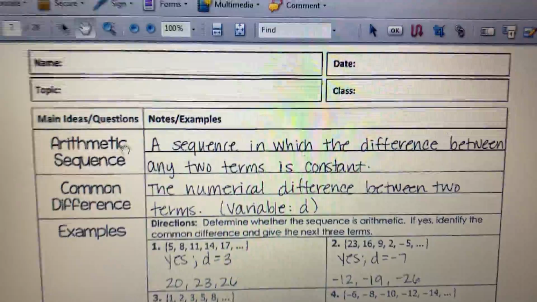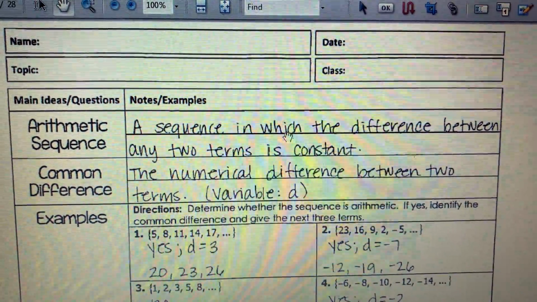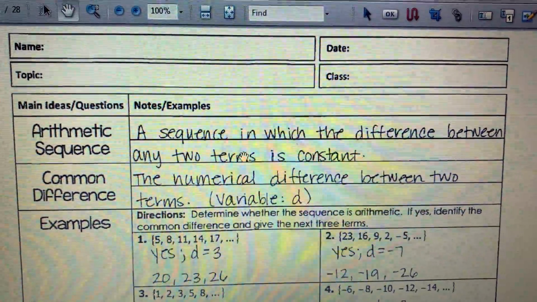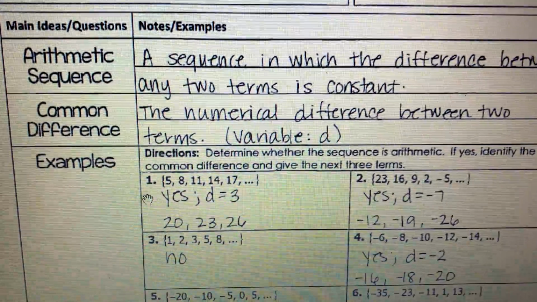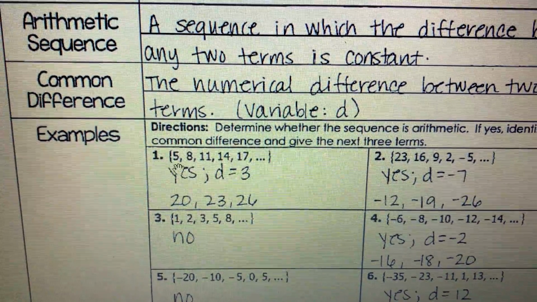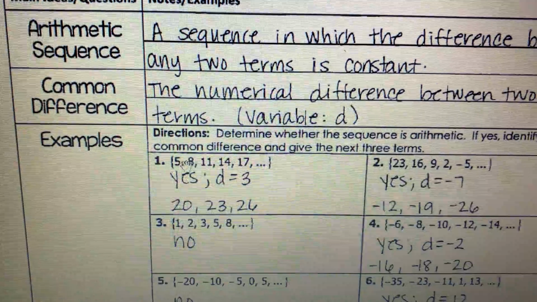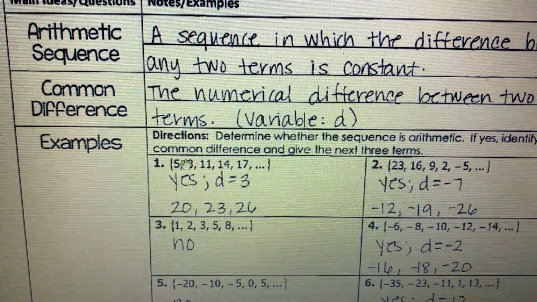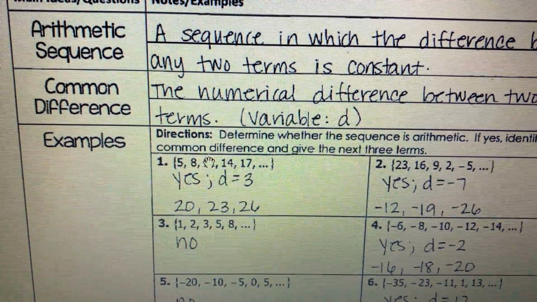And so what is this sequence? Well, it's a sequence in which the difference between any two of the terms is constant. Meaning, I'll show you an example here. Take a look at this sequence: 5, 8, 11, 14, 17. Notice the difference between the first two terms. 8 minus 5, that's 3.